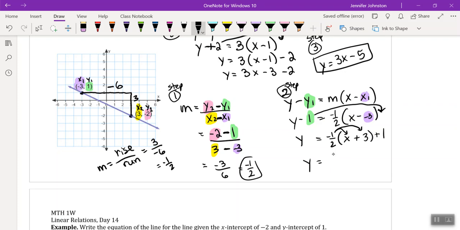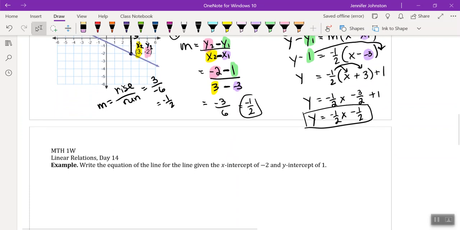Yeah, distribution, awesome work. So we get -1/2 x, and then we have -1/2 times 3. Well, that's actually just -3 over 2 plus 1, or -1.5. And then we're going to bring these two together. So if we have -1.5 and we add 1, you're at -$1.50, and you add $1, you're at -50 cents. All right, and what's -50 cents look like in math? It looks like -1/2.